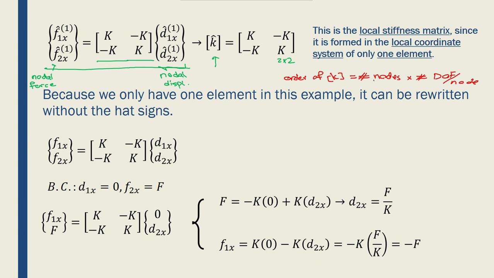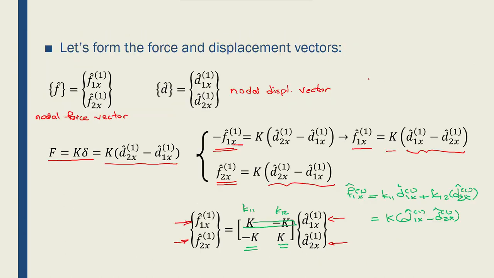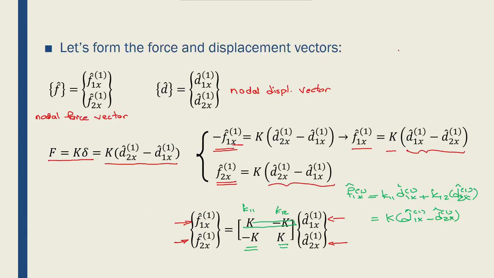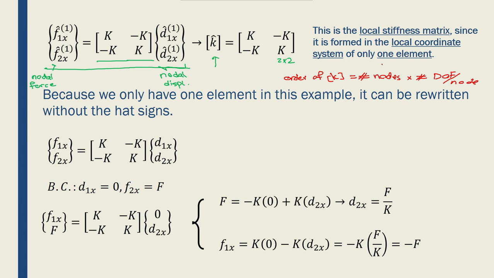So we have two nodes here. If I go back to the free body diagram, we have node 1 and node 2, and we only have 1 degree of freedom per node. So we have d1x and d2x, which is basically displacement. So going back here, I have two nodes and 1 degree of freedom per node, which means 2 by 1 is equal to 2. That's why I have a 2x2 matrix there. Again, this is a local stiffness matrix because it is in the local coordinate system of only one element.